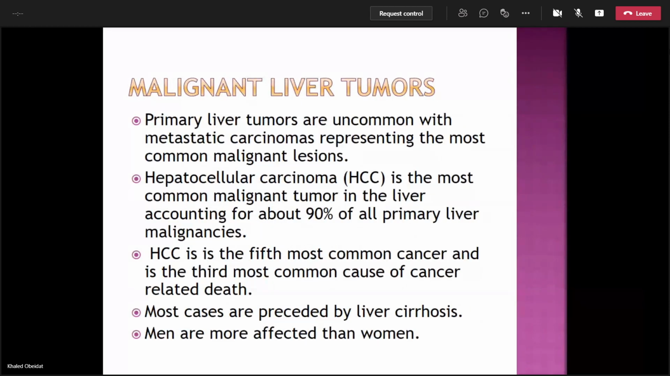Any questions in benign liver lesions so far? Okay, we'll proceed to malignant liver lesions.